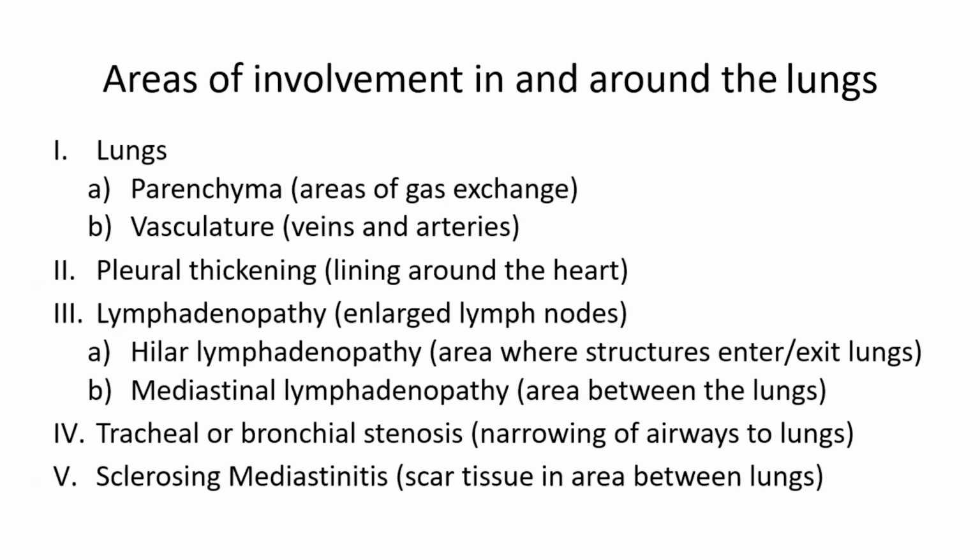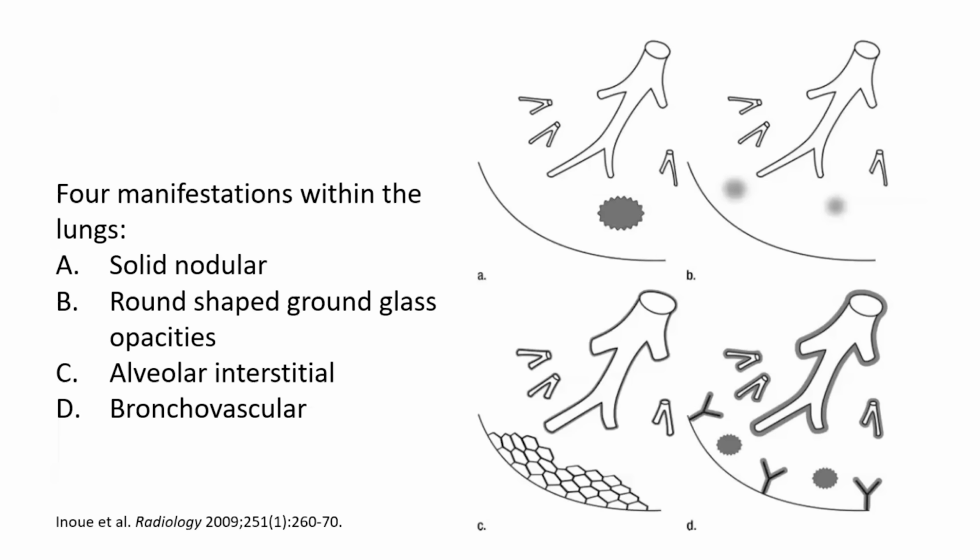It can involve the major airways, the trachea and the bronchioles, sometimes causing narrowing of these airways and difficulty moving air through these areas. And it can also cause scar tissue in the areas between the lungs, what we call sclerosing mediastinitis. Most commonly, it's going to be within the lungs themselves.